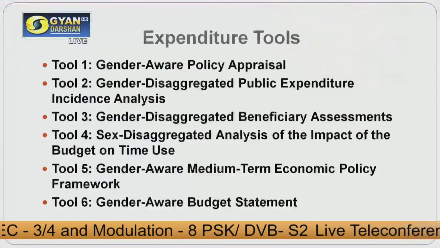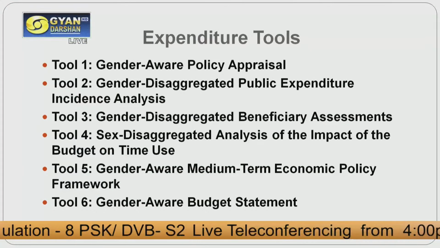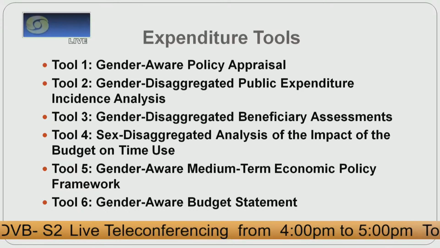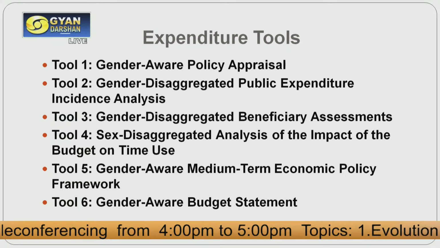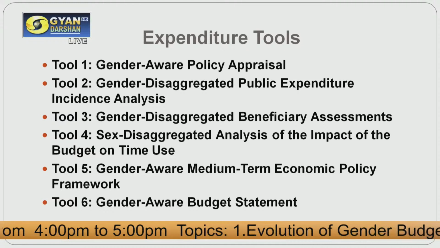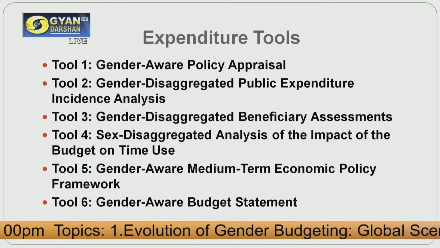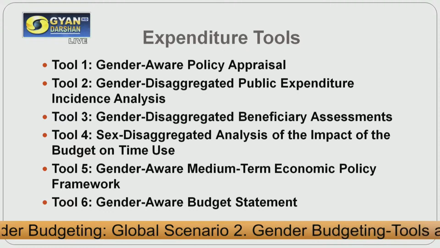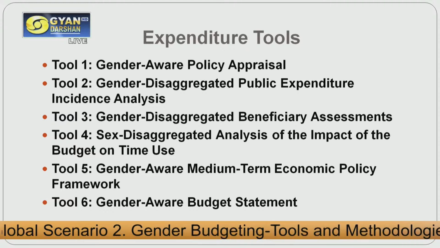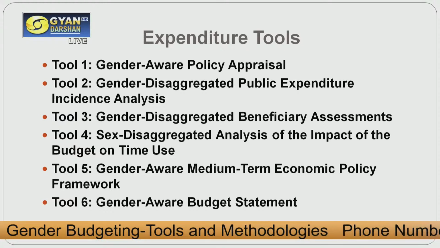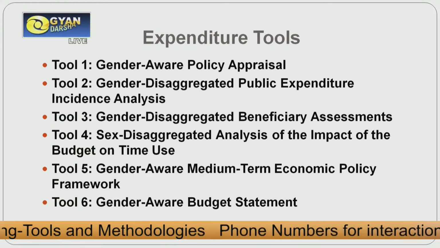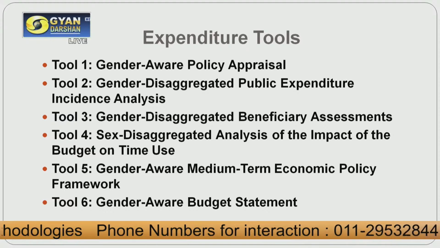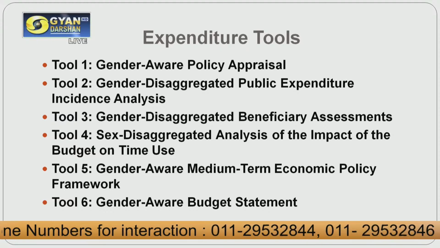The third important tool as far as expenditure is concerned is gender disaggregated beneficiary assessment. Gender disaggregated beneficiary assessment is a means by which the voice of the citizen can be heard. In this exercise, actual and potential beneficiaries of public services are asked to assess how far public spending is meeting their needs. For example, if the government has formulated certain policies, will they really address the needs? That is the one group.